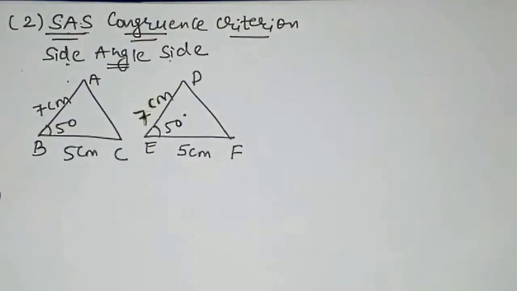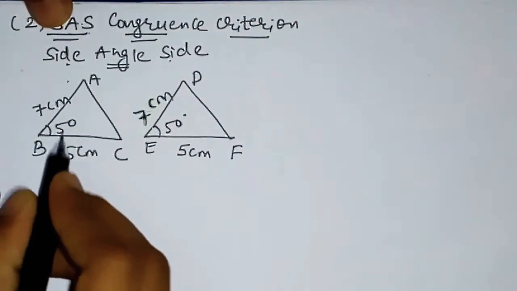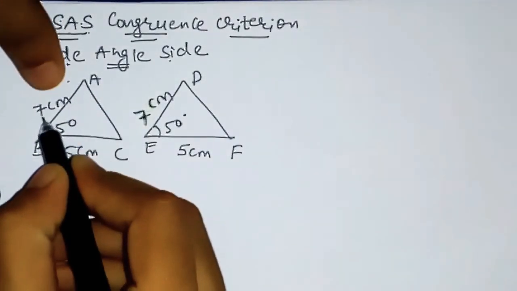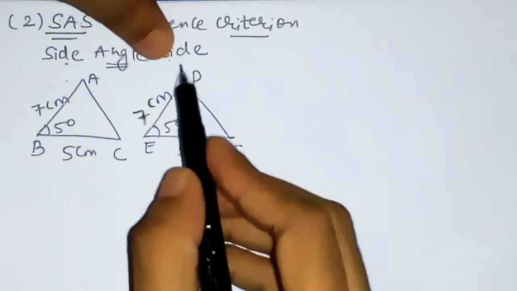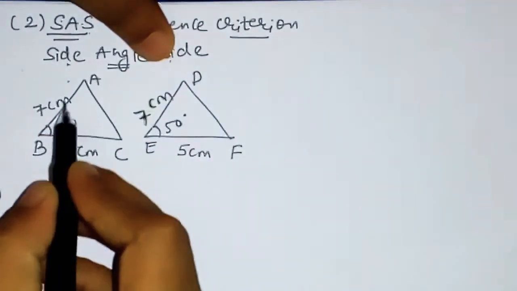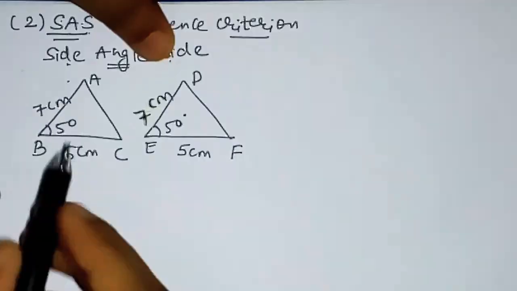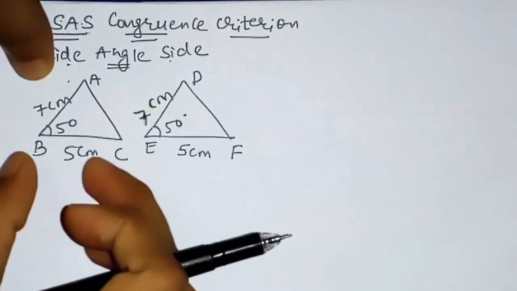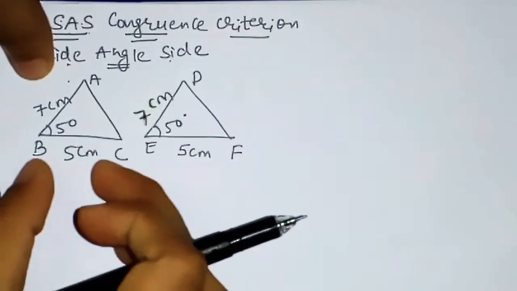So included angle means it should be in between the two sides. Here this side AB is 7 centimeter, and in this triangle DE is 7 centimeter. So this side is equal to this side, AB is equal to DE. Similarly BC is 5 centimeter and here EF is 5 centimeter, so BC is equal to EF, both are 5 centimeter.